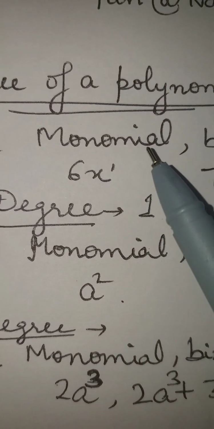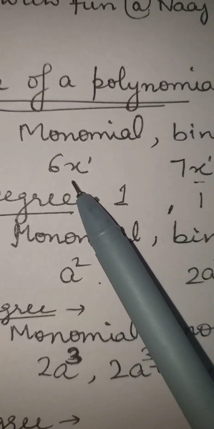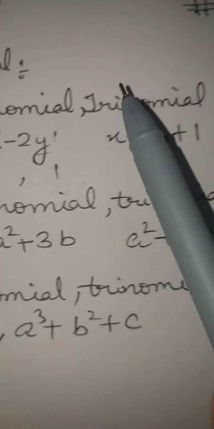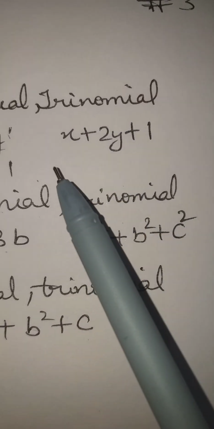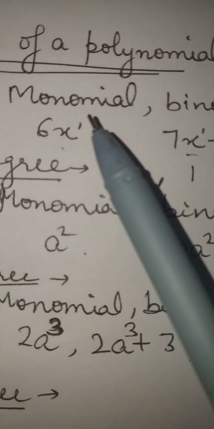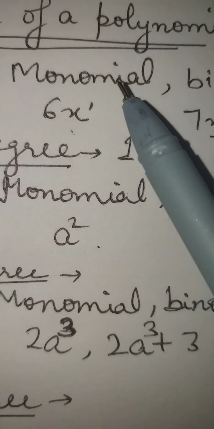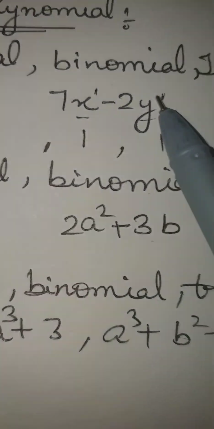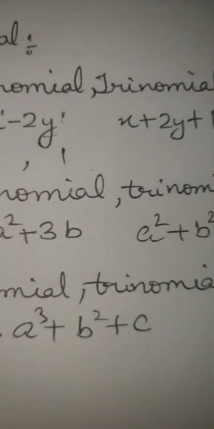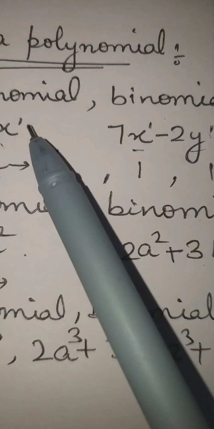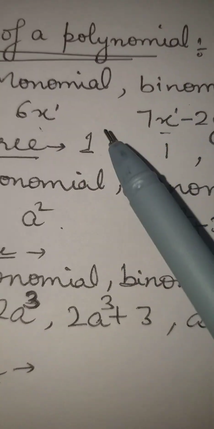Here we have a monomial, that is 6x. We have a binomial, that is 7x minus 2y, and a trinomial, that is x plus 2y plus 1. As we discussed in our last video, a monomial has only a single term, a binomial has two terms, and a trinomial has three terms in it. So we will check what is the degree of these polynomials.